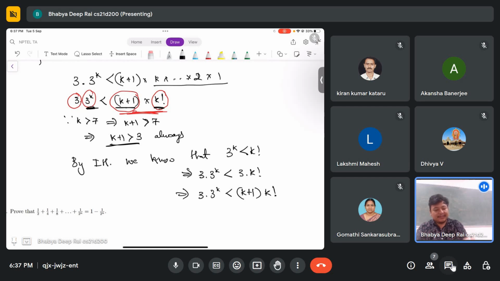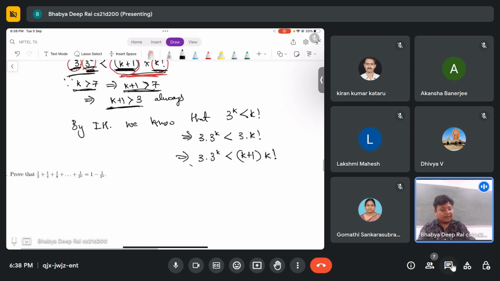Now in order to prove this inequality we just need to show that 3 is less than k plus 1, and we already know that k is greater than 7, so k plus 1 is greater than 7, which means k plus 1 is greater than 3 also. So we have that k plus 1 is greater than 3 and k factorial is greater than 3k. So this entire right hand side is greater than the left hand side. And therefore we've proved that 3 to the k plus 1 is less than k plus 1 factorial. Done.